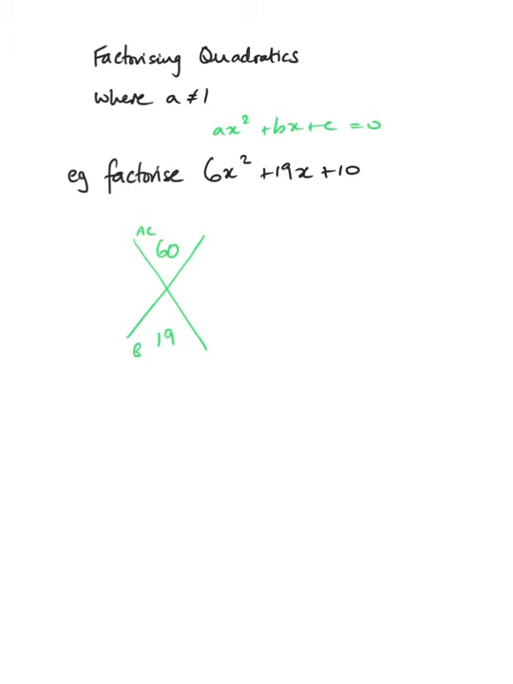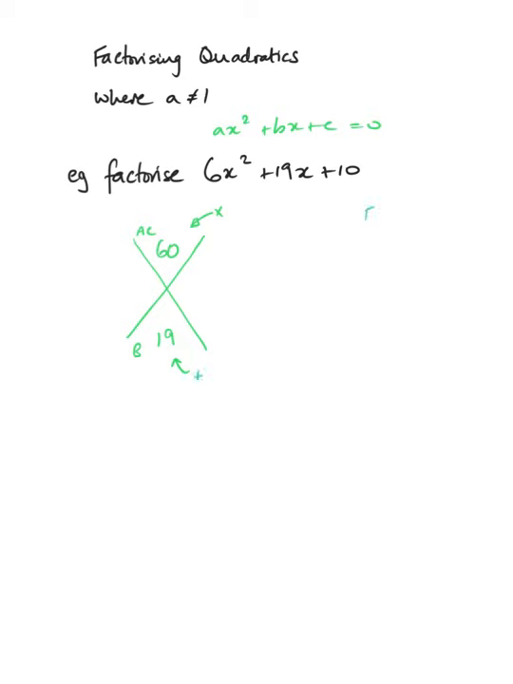Now, as I would need to for factorising a quadratic where a is 1, I need to think about some things that multiply and add to give me the same things. So this time though, I want to find things that multiply to give me 60 and add to give me 19.